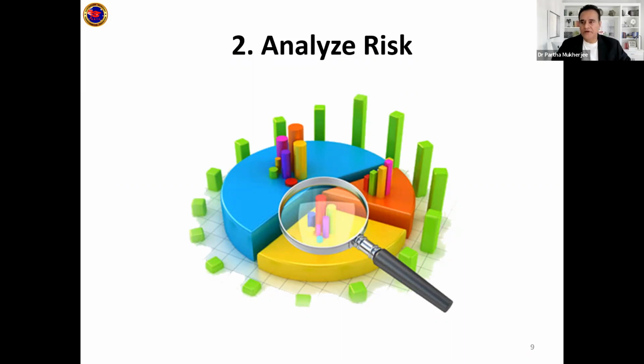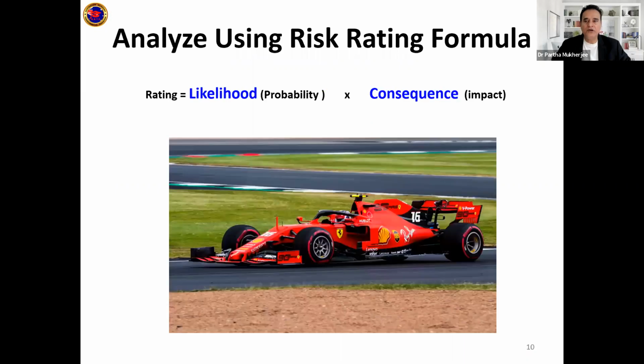So analysis of the risk is done by using a formula. Now this is a universal formula that you use. The whole world uses this, and you will be learning it today. It's a simple formula. We need to rate the risk. Each risk we need to rate with a number or a category or a nomenclature. And that formula is basically the likelihood multiplied by the consequences.